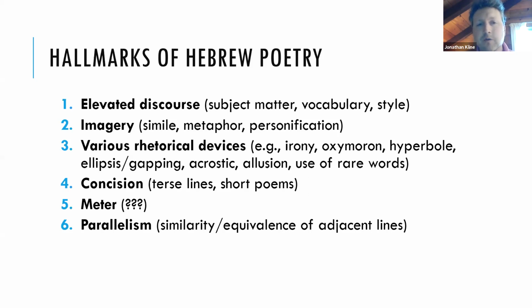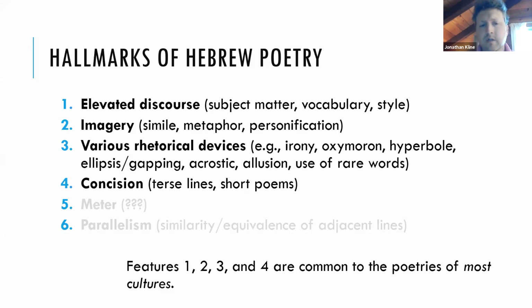The sixth and final characteristic of Hebrew poetry is parallelism, which is probably its main or most salient characteristic. And parallelism basically refers to the similarity or equivalence of adjacent poetic lines. So if you look at these six characteristics, the first four of them, elevated discourse, imagery, various rhetorical devices, and concision, are common to the poetries of most cultures. So just think of poems that you love in English or another language. You can easily think of aspects of those poems that relate to these categories.